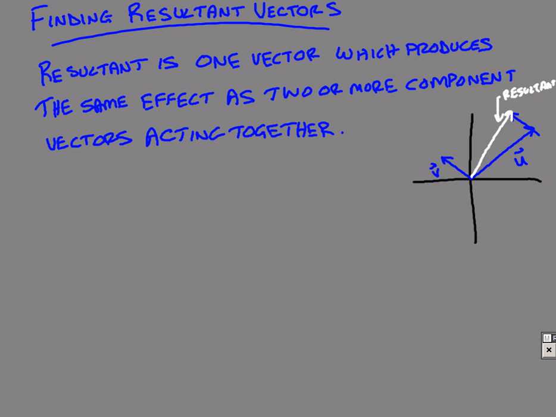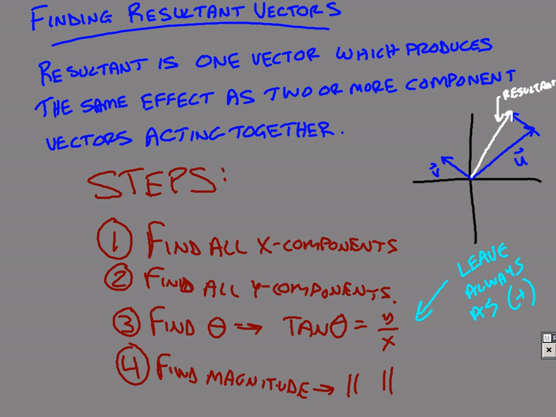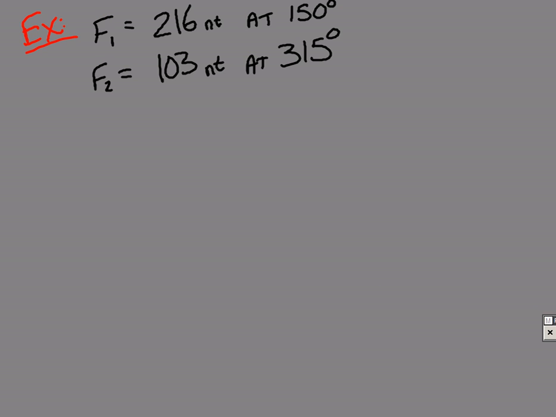Now, the steps to find the resultant vector are as follows. You first want to find the x components, then find the y components, or do that in the same step. You need to do that for all of them. The picture will definitely help. The next step is to find theta, which we're going to do with tangent of theta, and we're going to leave this as positive. I'll tell you what that means in a minute. And then the last step is to find the magnitude of the vector, which you can do either with sine or by doing the magnitude, the length that we've done with the square root before. So let's do an example so you can see exactly how this works.